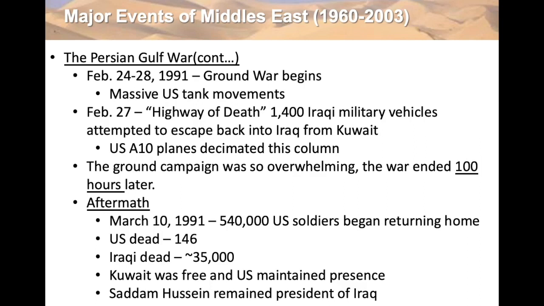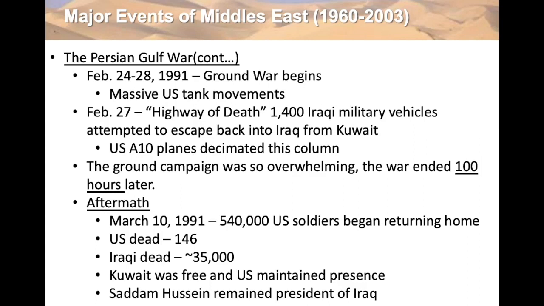The aftermath: on March 10th, 1991, 540,000 U.S. soldiers began coming home. So you can see it was a large number of U.S. soldiers, about the same number as at the height of the Vietnam War. U.S. dead was 146, compared to Iraqi dead of an estimated 35,000. So very little loss of life. Of that 146, I believe 35 of them were killed by accident instead of direct combat.